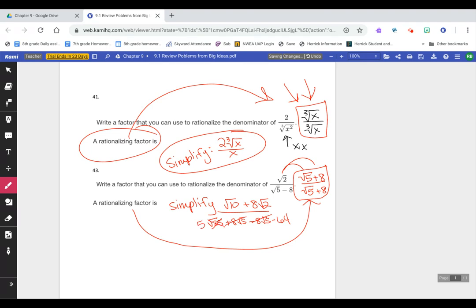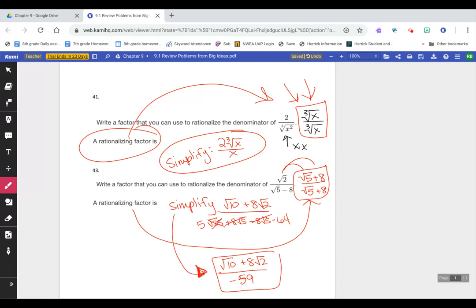So on the bottom, let's rewrite it. 5 minus 64 gives you negative, what do we have, 59? And then on top you have root 10 plus 8 root 2. That would be if it asked you to simplify it.